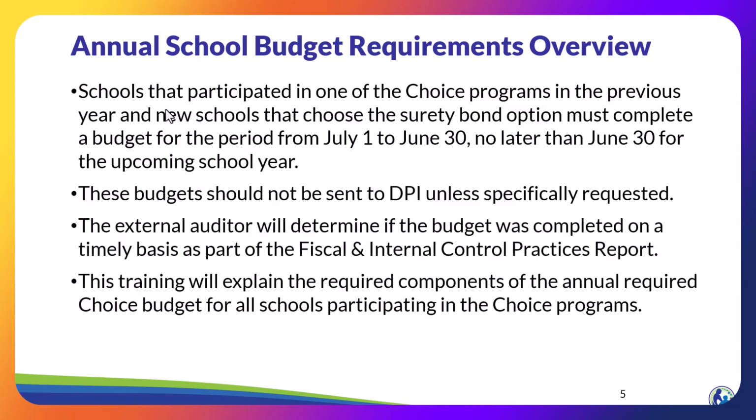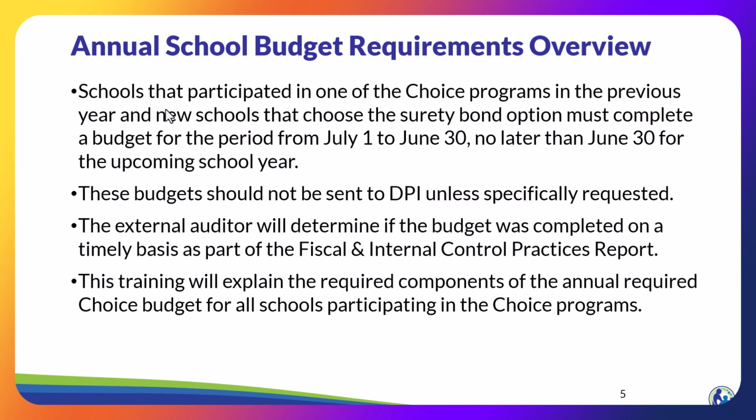We will now discuss the annual school budget requirement. The schools that participated in one of the choice programs in the previous year, known as continuing schools, and new schools that chose the surety bond option must complete a budget for the period from July 1st to June 30th. The annual budget must be completed no later than June 30th for the upcoming school year. These school budgets should not be submitted to DPI unless specifically requested.